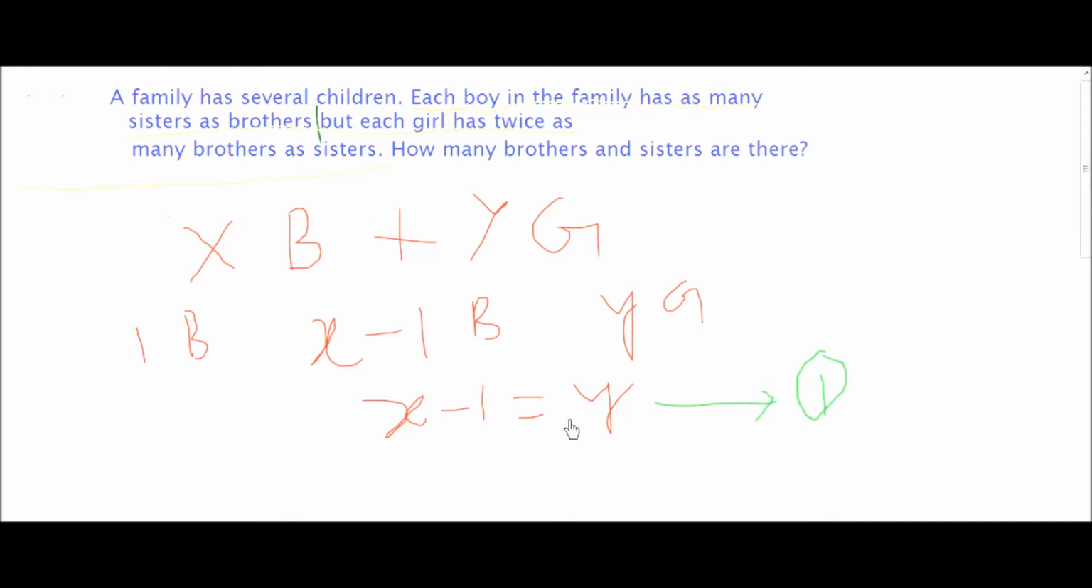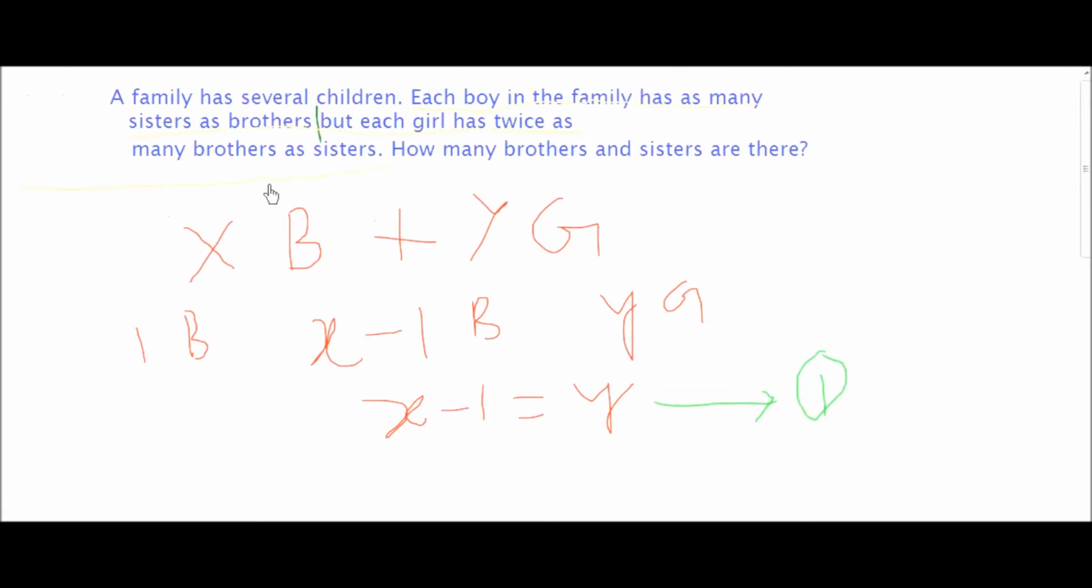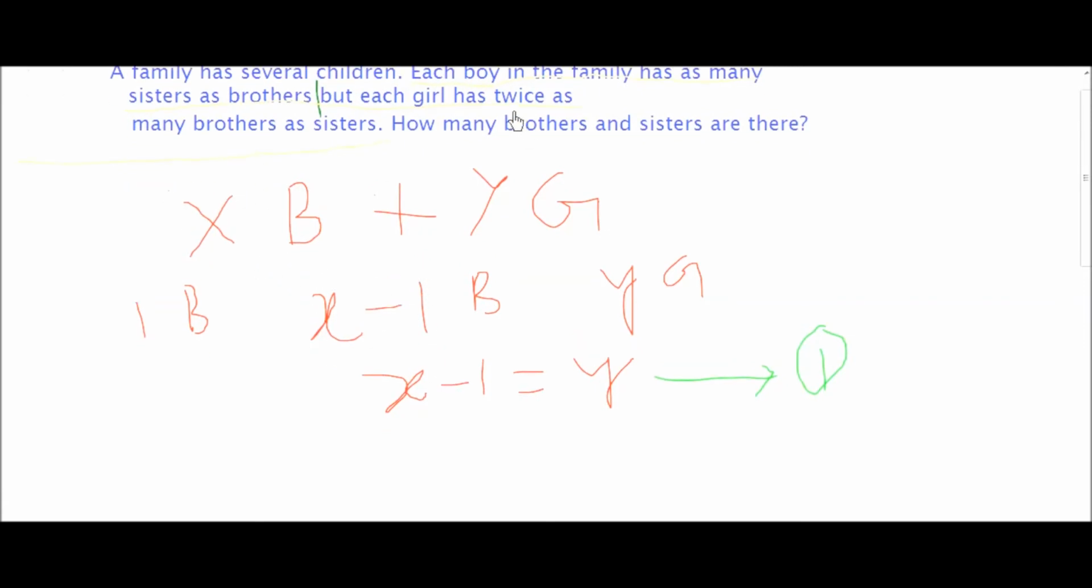You can see that this equation involves two variables, x and y, and a two-variable equation can only be solved when we have two equations. So to solve this problem we need another equation, which we can get from the second part of the question, which states that each girl has twice as many brothers as sisters. This part, when they say something like twice as many brothers, could be a bit confusing to many people.